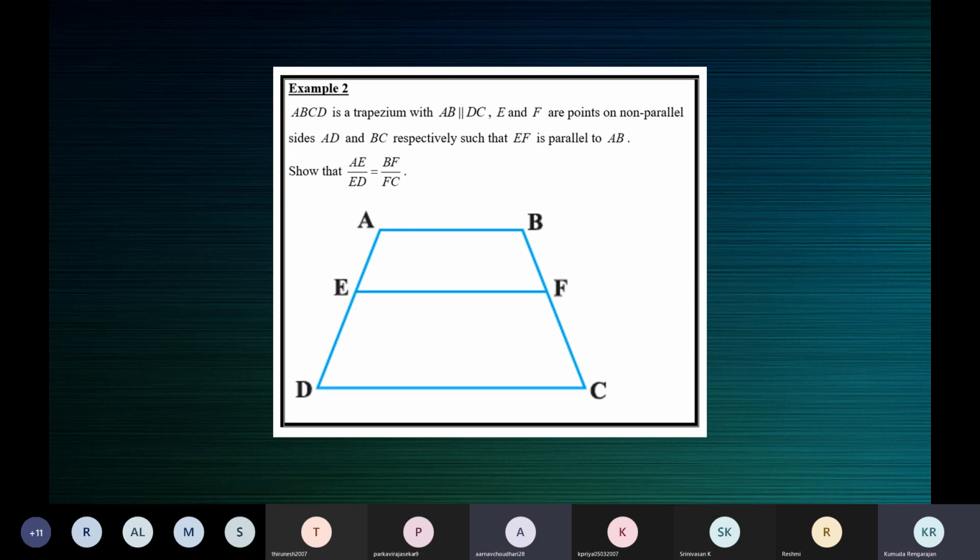Do we have triangles, children? No, ma'am. So how do you get triangles? Construction. What do we need to join? AC. So now which are the parallel lines? EF and DC. EF, DC, and AB, all three are parallel because?